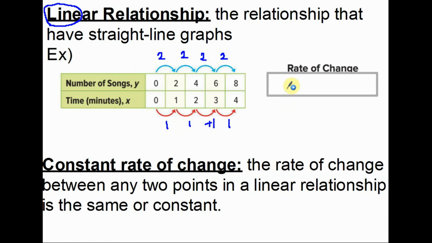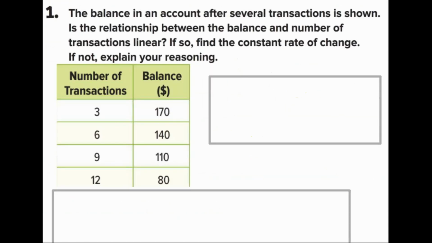Thus, your rate of change becomes those numbers of the pattern. Now you have 2 over 1, which simplifies to 2 songs per minute. Let's look into the first problem. The balance in an account after several transactions is shown. Is the relationship between the balance and number of transactions linear? If so, find the constant rate of change. If not, explain your reasoning.